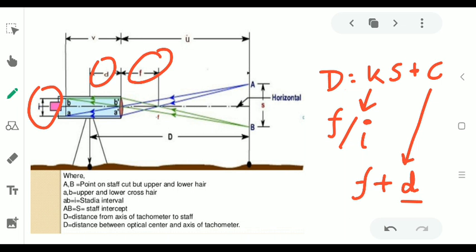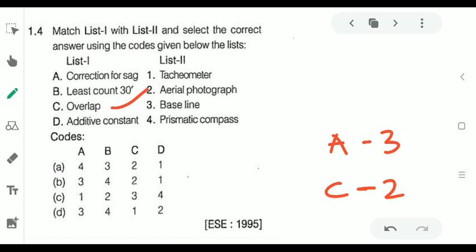So that means our additive constant will be used in tachymeters. So D would belong to 1. That means we are left with the fourth value for B. So that means the 30 minutes least count is for the prismatic compass. That is a factual value that you need to remember. Therefore, the correct order would be 3, 4, 2, 1, which is option B.